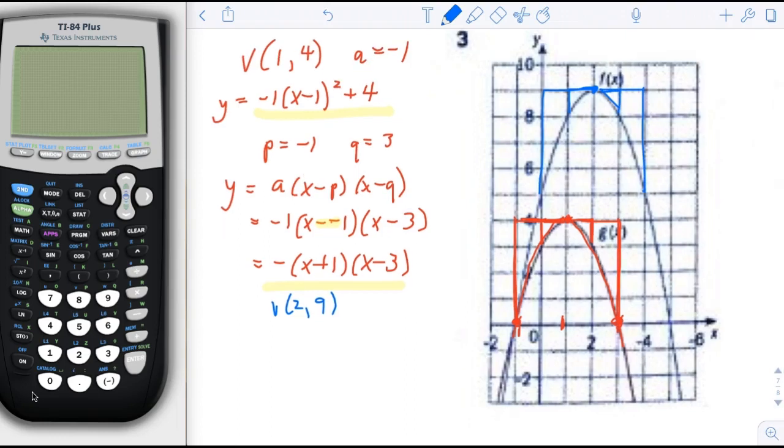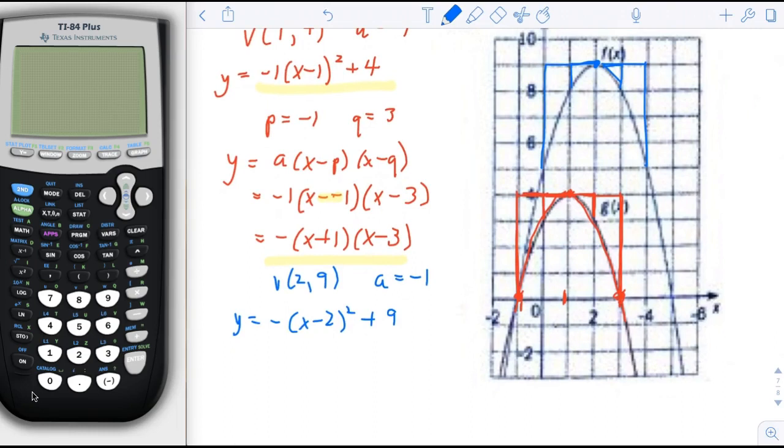So I can write the equation for my blue parabola because my a value I already know is -1. How do I know it's -1? Because it's a regular sized parabola and it's opening down. So I could write y equals -1 times (x minus 2) squared plus 9.